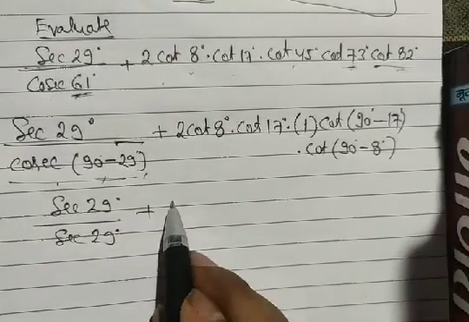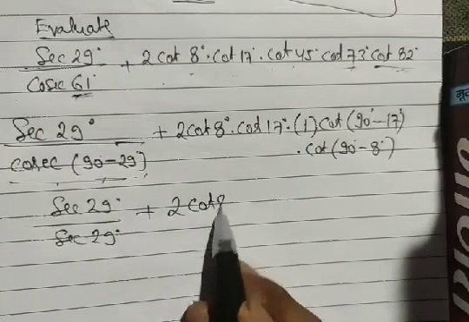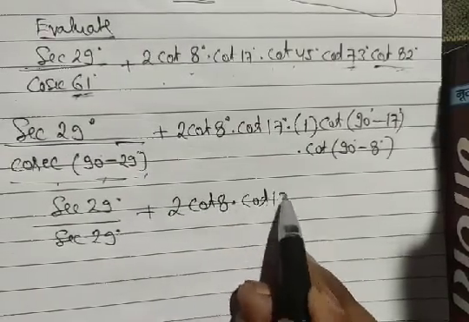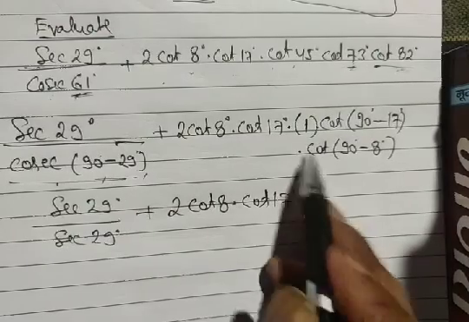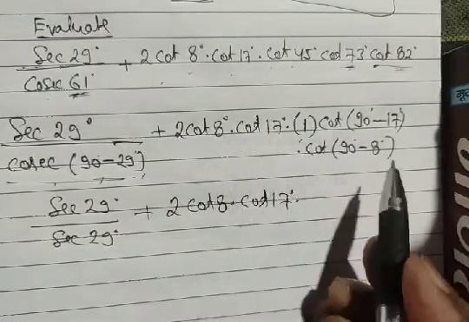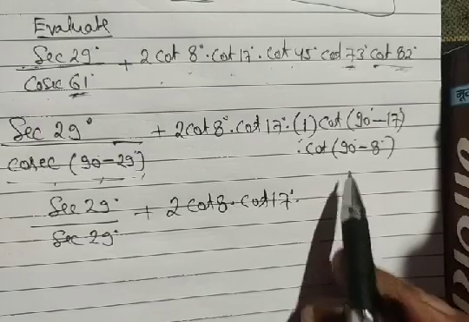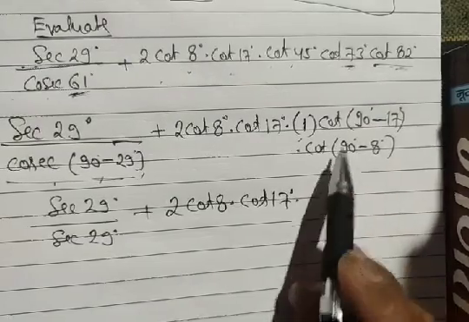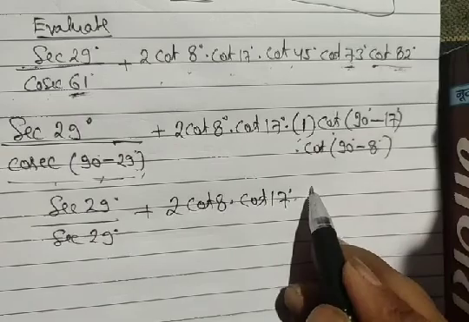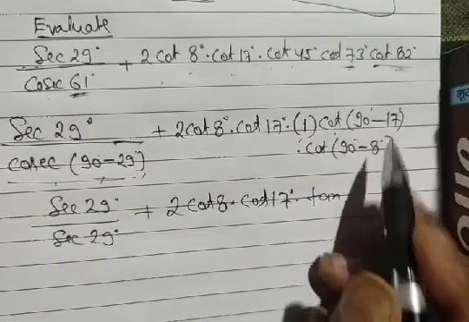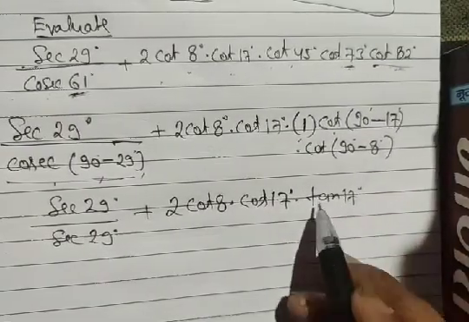Now we have 2 cot 8, cot 17. We multiply with 1. There is no change, because when we multiply any expression with 1, there is no change. 1 is used as an identity there. Now cot 90 minus 17, what do we get? Cot 90 minus theta is tan theta, where theta is our 17 degrees.